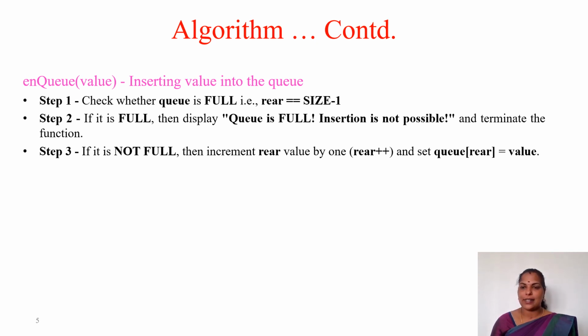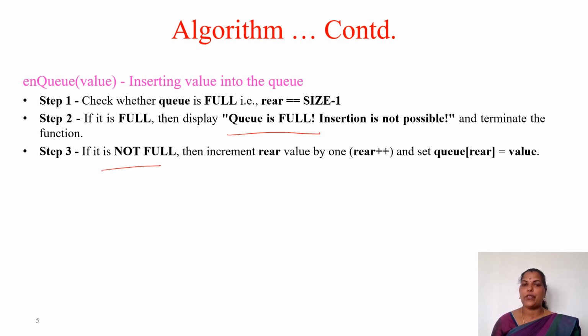If you want to insert any value into the queue, what do we need to check? We have to check whether the queue is full or not. Because it is array implementation, the maximum size is fixed. If the queue is full, we can't insert anything. For that we check the condition rear equal to size minus 1. If it is full, then we display that queue is full, that is, the overflow condition. So we can't perform any operation.